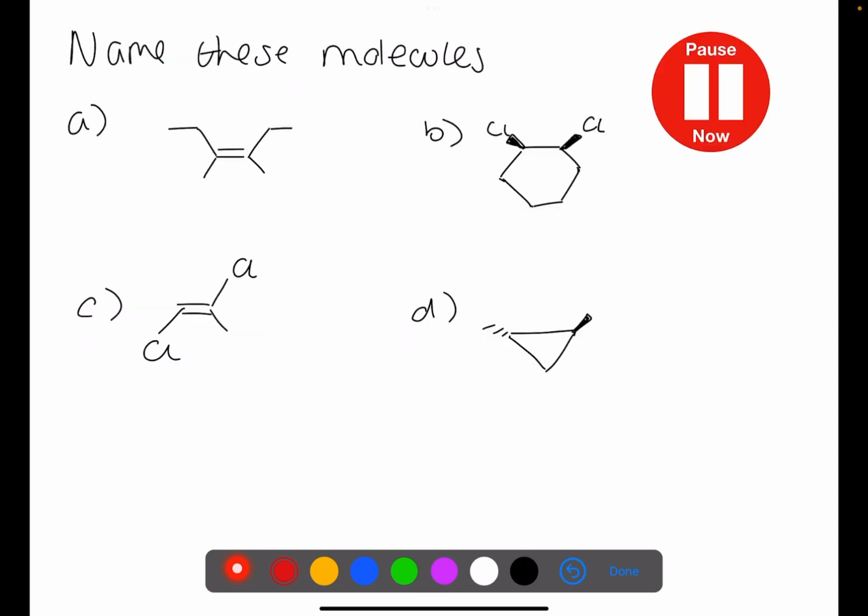Pause the video now and name these molecules. For this first one here, you need to count the longest chain. So we have 1, 2, 3, 4, 5, 6. So this is going to be hex-3-ene would be the base of the name.